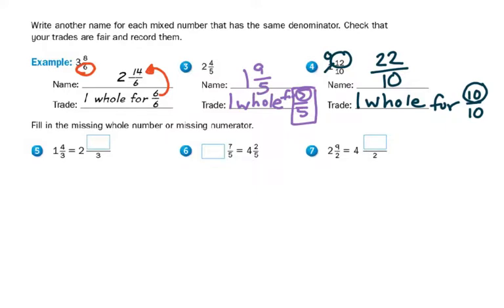Number 5, fill in the missing whole number or missing numerator. So I am going to take 4 thirds and I'm going to trade 3 thirds of it for 1 whole. So they added 1 whole to the 1. You take 4, and remember I already traded, so I took 3 away. I'm left with 1.